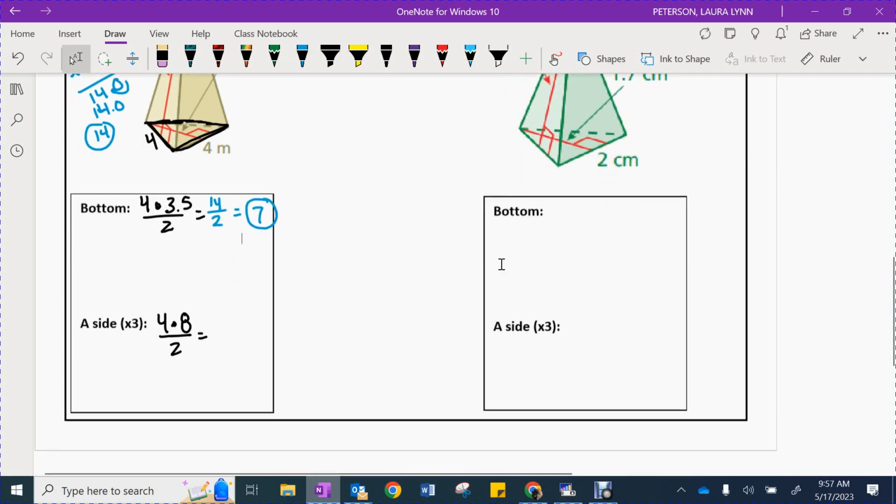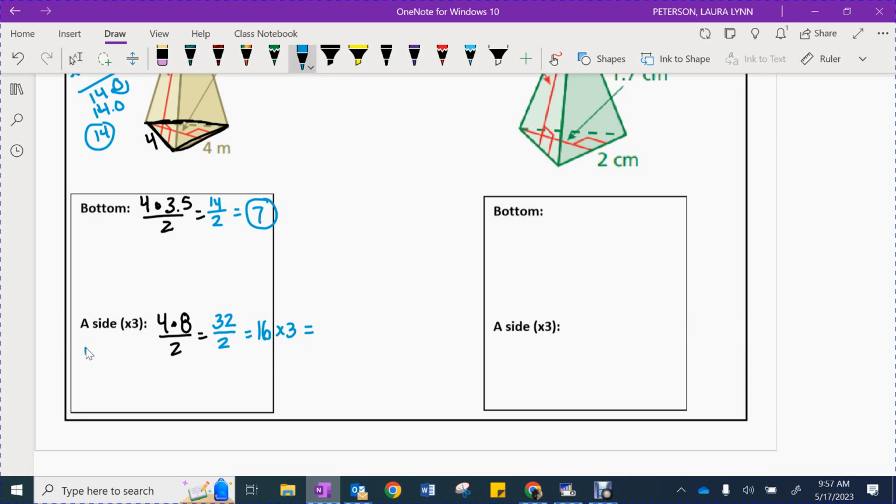Now we're going to do our sides. So our side was base 4 times height of 8 first. That's 32 divided by 2. I know that one too. That's 16. But in parentheses, it says times 3. So I'm going to say 16 times 3 equals.